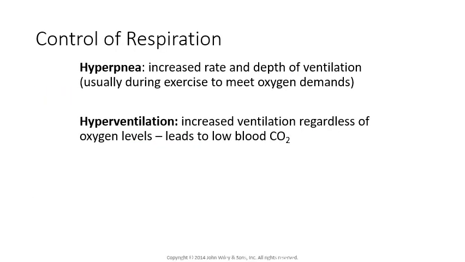Okay, so how do we control our rates of respiration? A little bit of terminology here first. Hyperpnea is an increased rate and depth of ventilation. And this is normal. This would happen if you need to meet increased oxygen demand. So if, for example, you're going for a run, you have higher oxygen demands when you're running than when you're walking. So you would need to increase the rate and the depth of your ventilation, and that's totally normal.